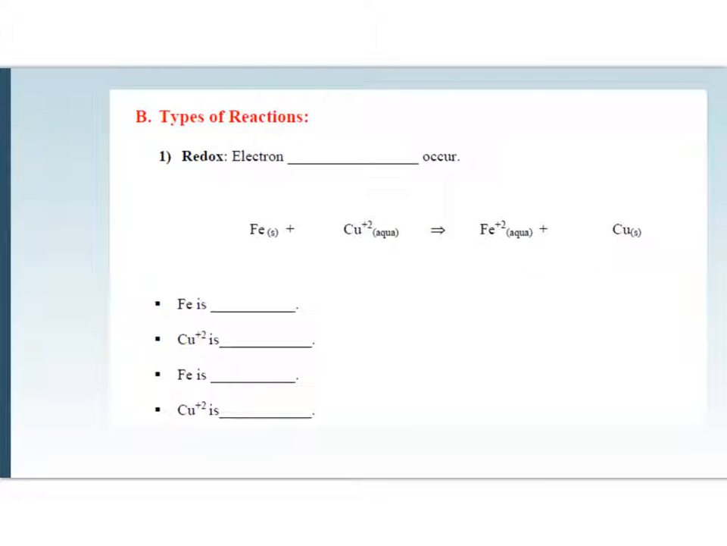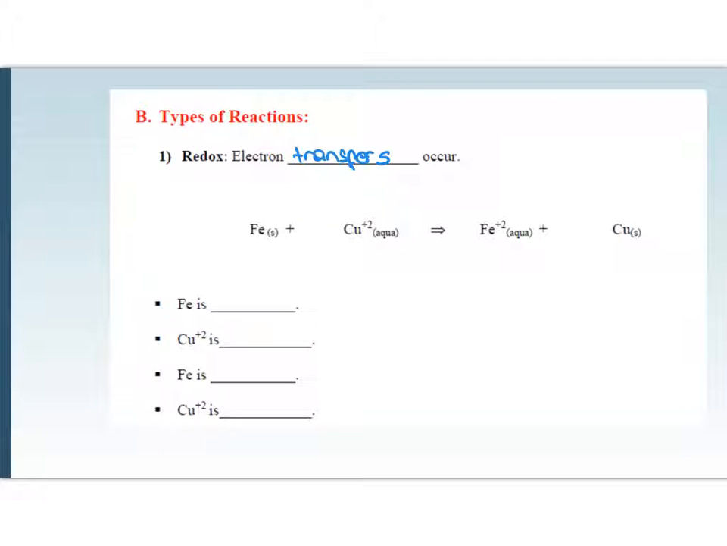Now comes the types of reactions. The first one is redox. In redox reactions, electron transfers occur. Now, what is the meaning of this transfer? One atom or ion should gain an electron while the other one should lose that electron.